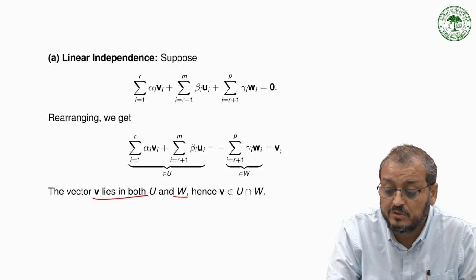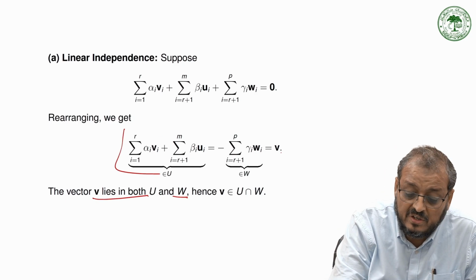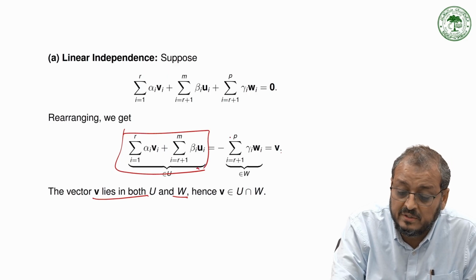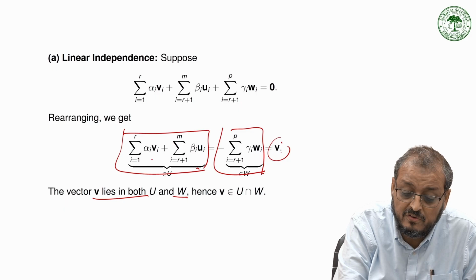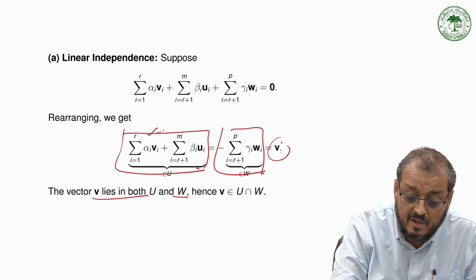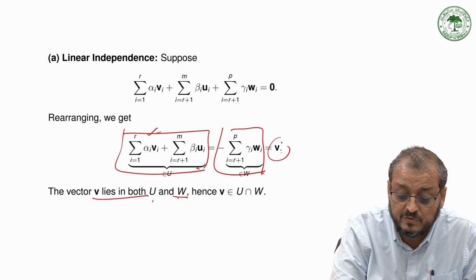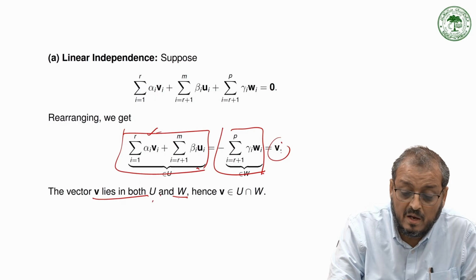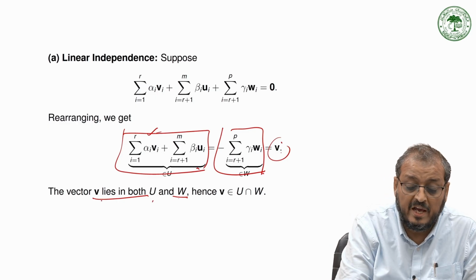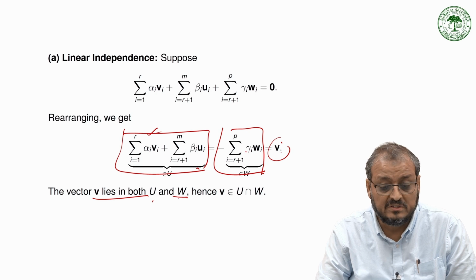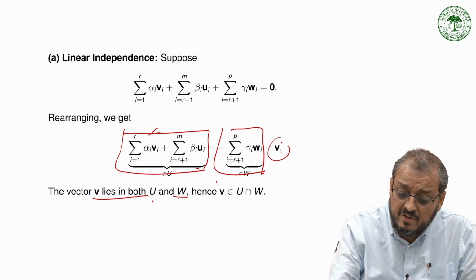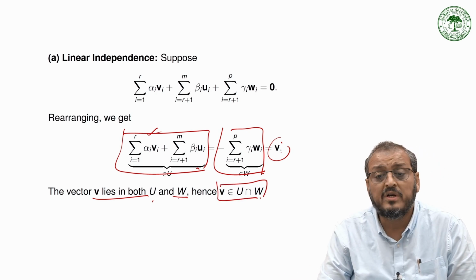Why does v lie in both U and W? Because the left-hand side is in U, and the right-hand side is in W. So v is equal to this, meaning v is an element of U, and v is also equal to this, so v is also an element of W. This means that if v lies in both U and W, then clearly v is an element of U intersection W.